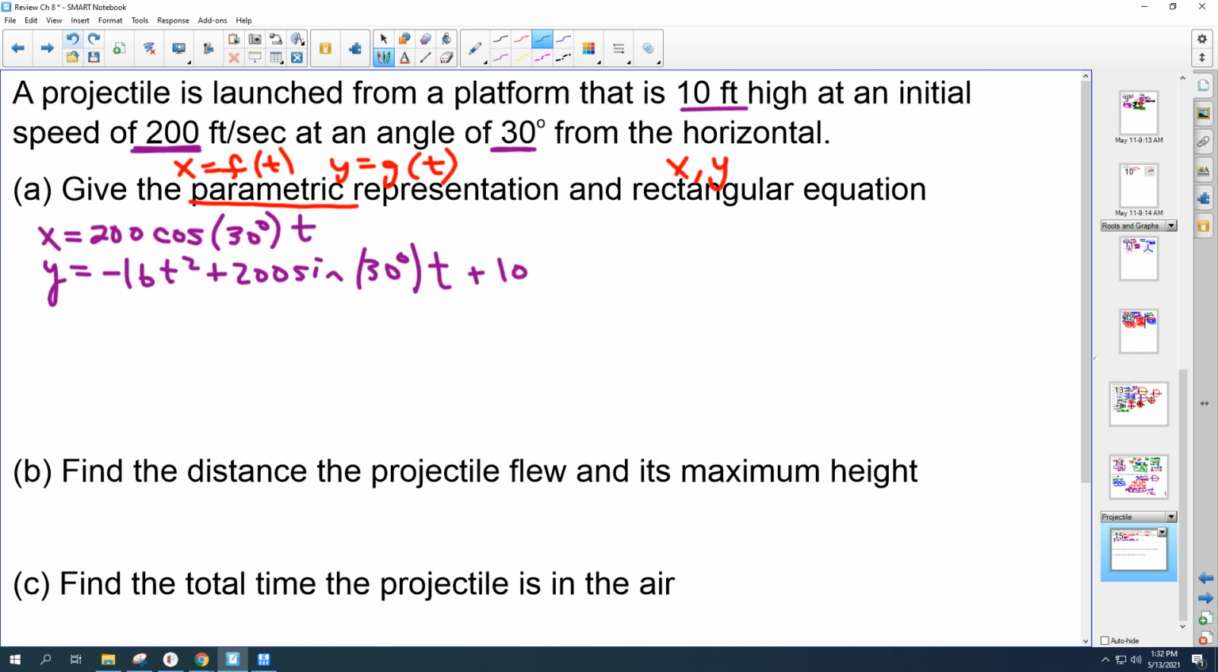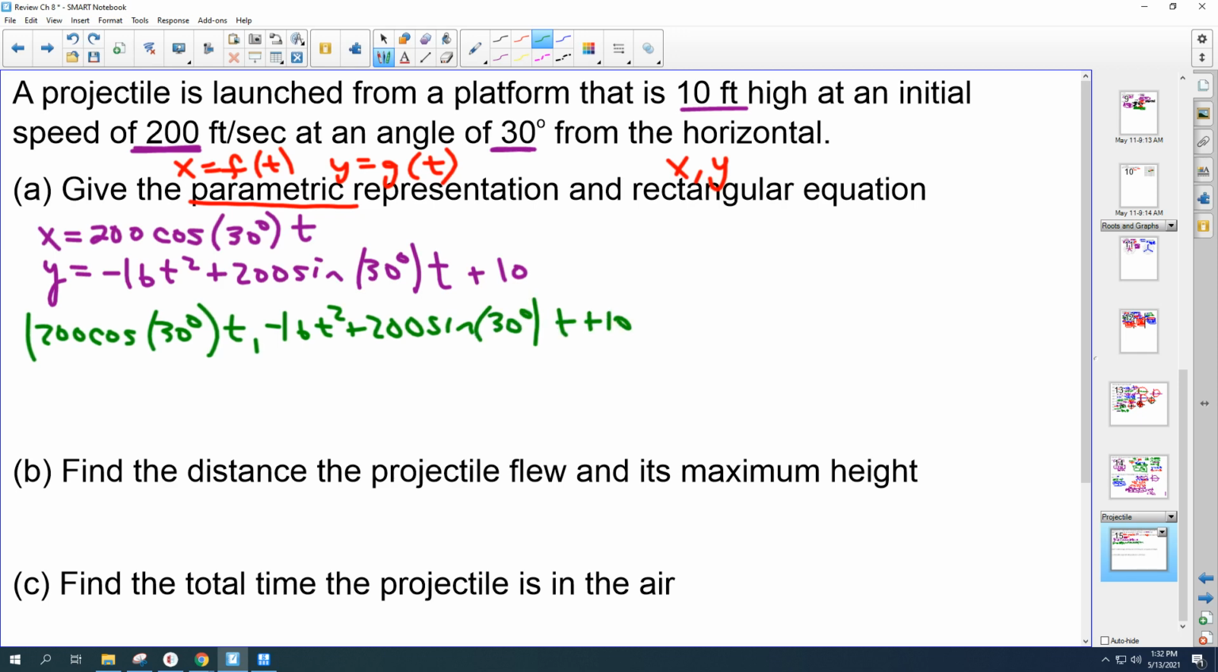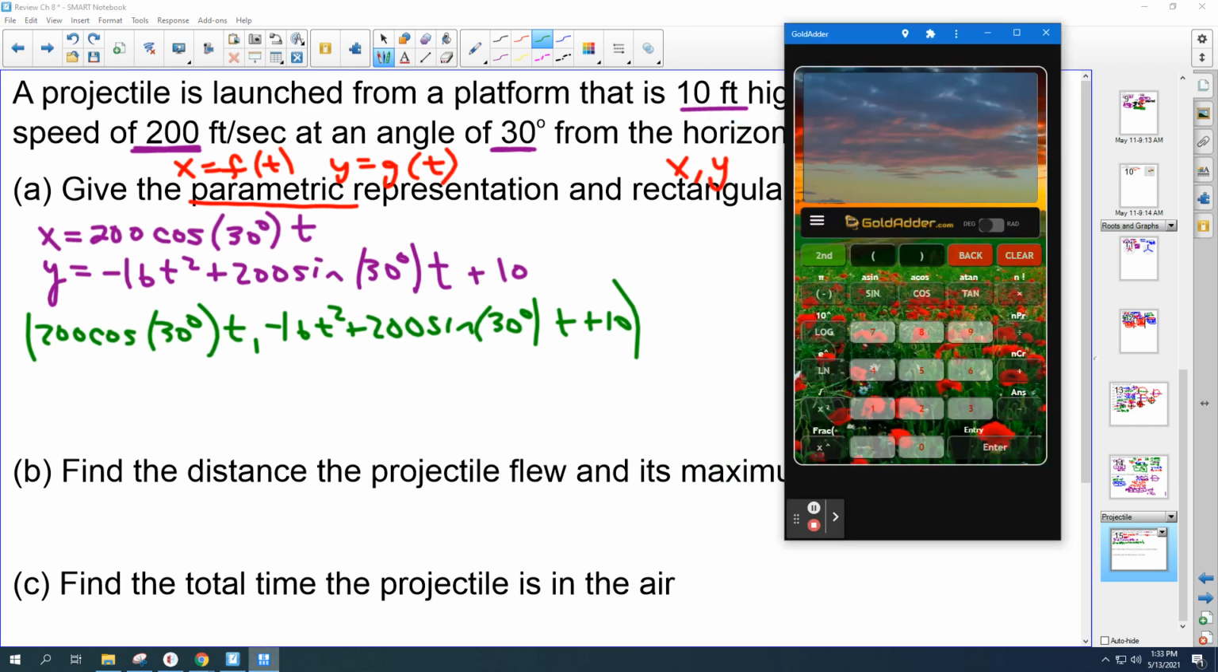When you graph this in Desmos, you're going to graph it as an x, y. So it's going to be 200 cosine 30 degrees times t, comma, negative 16 t squared plus 200 sine 30 degrees times t plus 10, close it. It's an x, y, it's an ordered pair. Other than that, sometimes what you can do, or what you should do, is actually take the trig out of it.